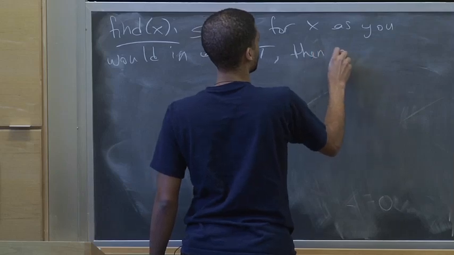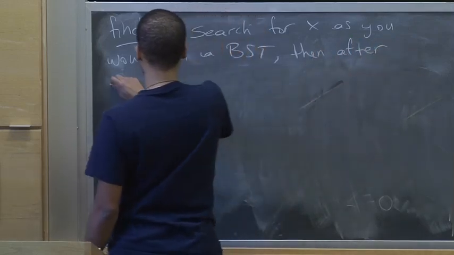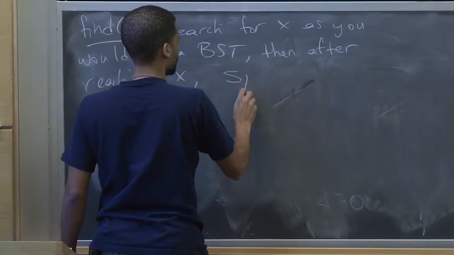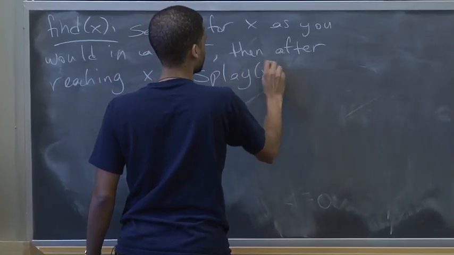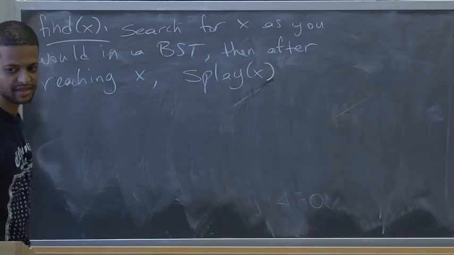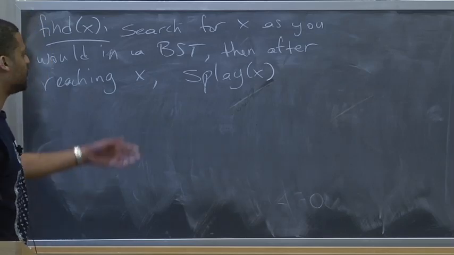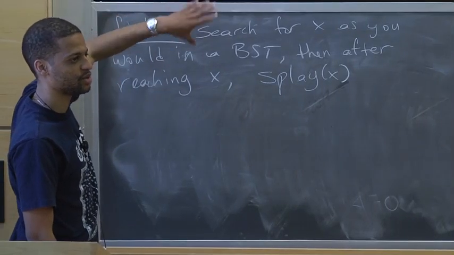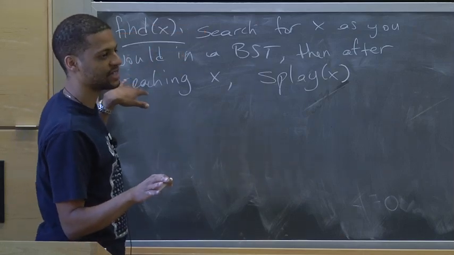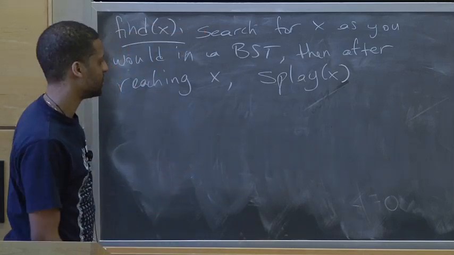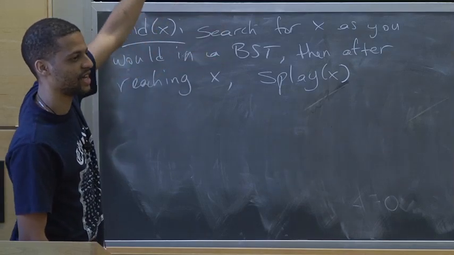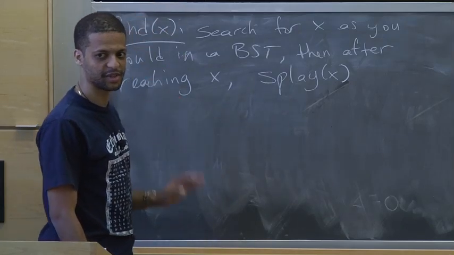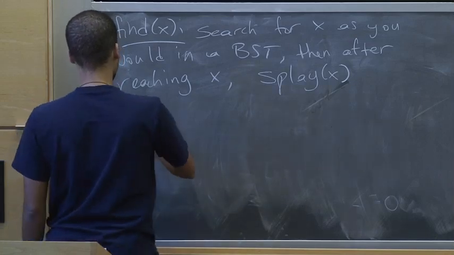Then, after reaching X, splay X. Splay is a subroutine that I will describe soon. It's going to do some number of rotations to bring X to the root of the tree. So whenever you search for X, after all the rebalancing is done, X is the new root. It's not just going to be rotate X over and over again until it's the root. It's going to be something just slightly more involved than that, but not much more. And insert X.